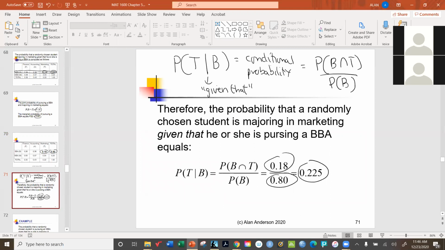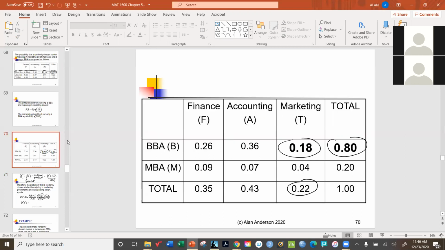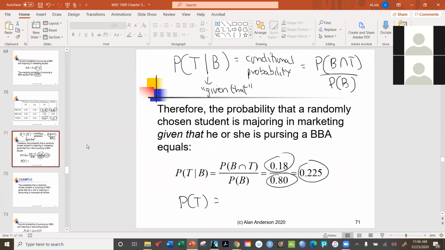Now, if we didn't know that this student was getting a bachelor's degree, we would have just been able to say, well, what's the probability that this person is majoring in marketing? And that would have been 0.22 out of 1 or 0.22. So it's not the same, is it? No, they're very different ideas.